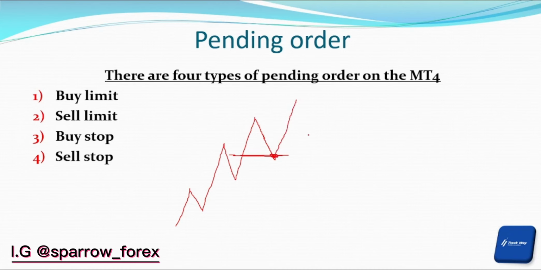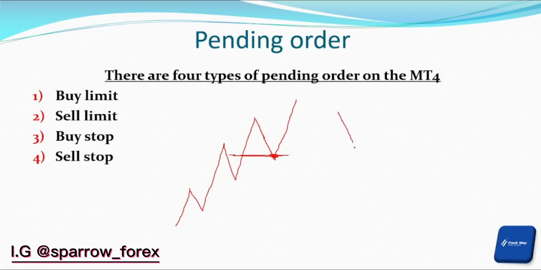While the sell limit is an order you set above current market price, expecting price to get to your order, trigger it, and then start selling. Just the opposite of the buy limit. Now let me show you a quick example of what the sell limit looks like.